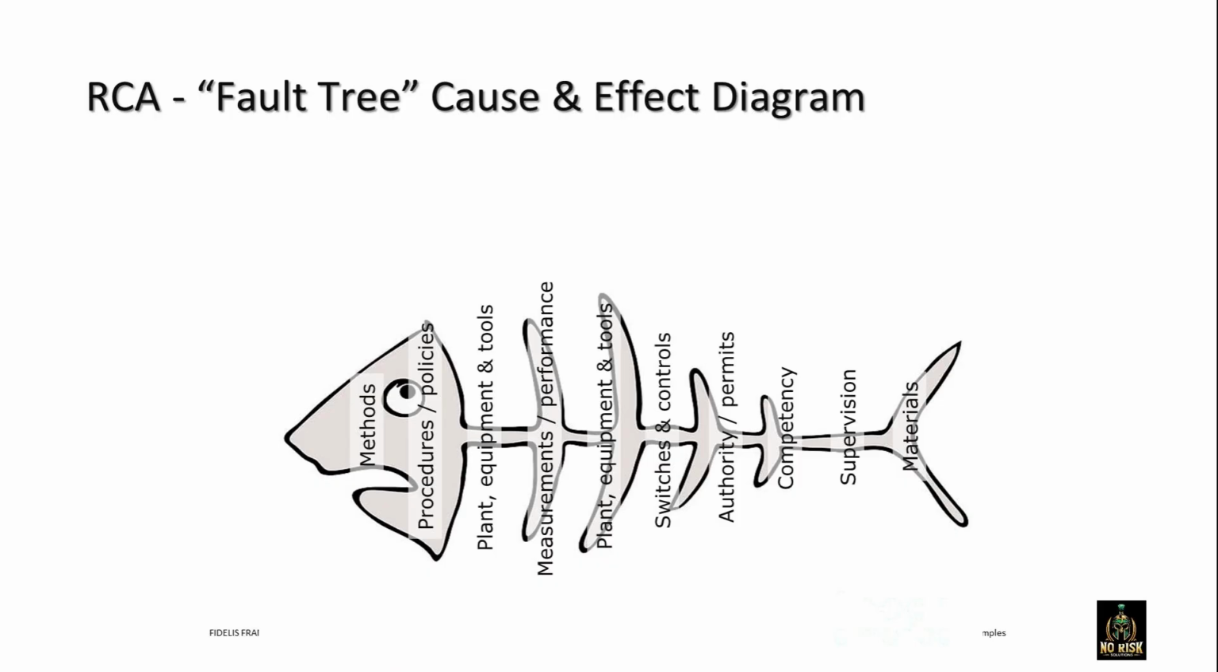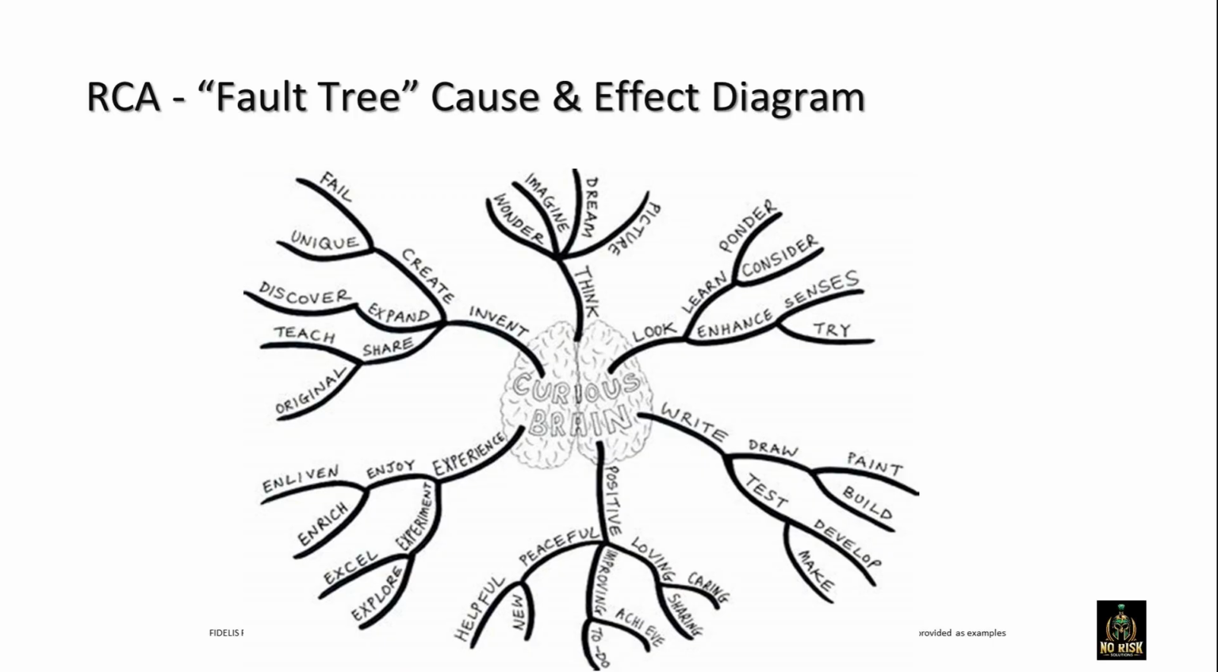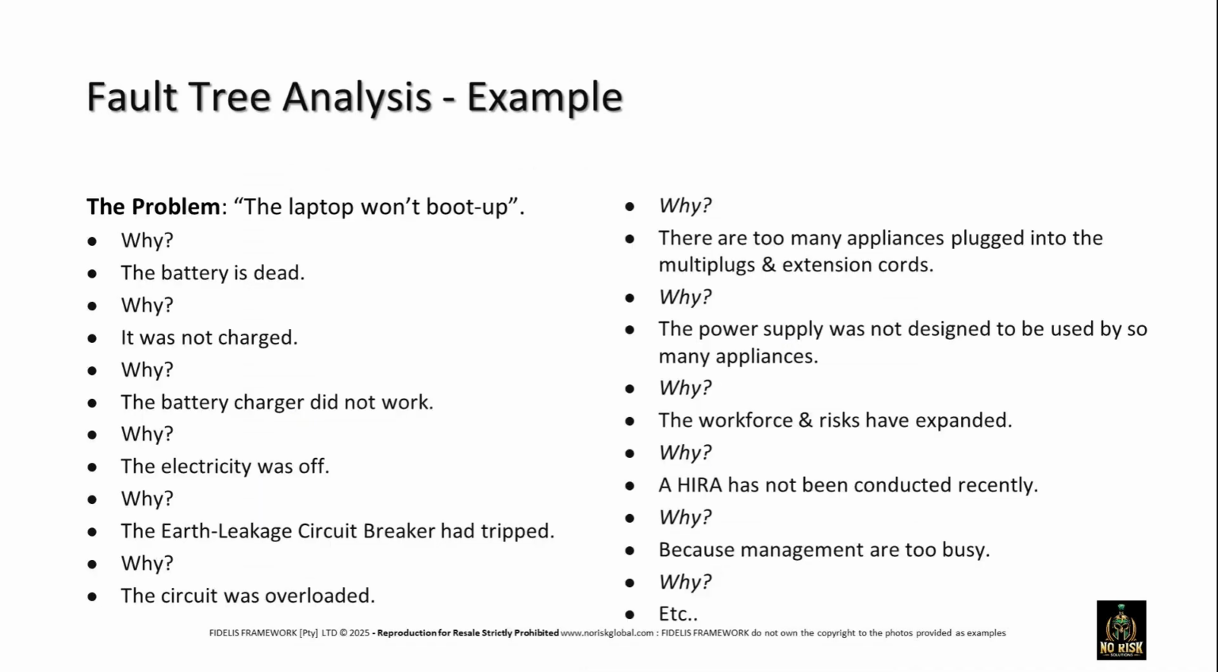It categorizes potential causes into branches like methods, procedures, plant equipment, measurements, and more. Resembling the skeletal structure of a fish, mind mapping is a creative approach to problem solving, allowing for the exploration of ideas and solutions. It encourages brainstorming and the visualization of concepts, helping to uncover unique insights and strategies for addressing system failures. Let's delve into a practical example of fault tree analysis.